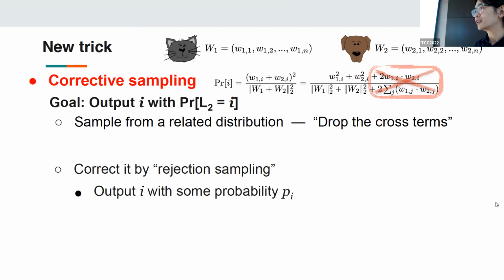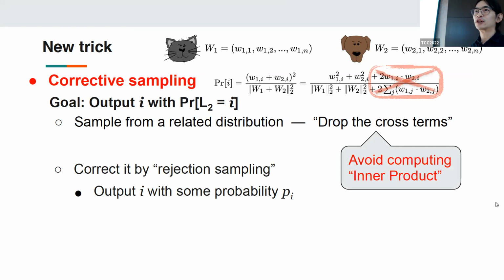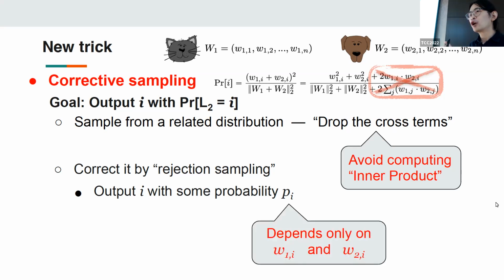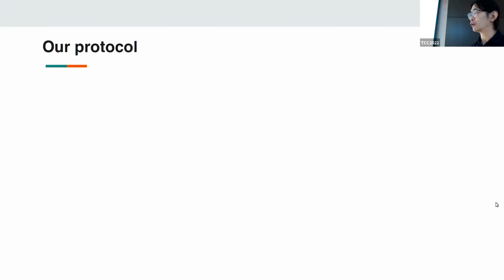For the related distribution, especially in the L2 case, what we want to do is drop those cross terms, so we can avoid computing the inner product. And for this probability pi, which we use to correct the index i from the previous distribution, it should only depend on the ith input, which makes this step easy to compute. Otherwise, we are doing nothing meaningful. So now, with this intuition in mind, let's see our actual protocol.